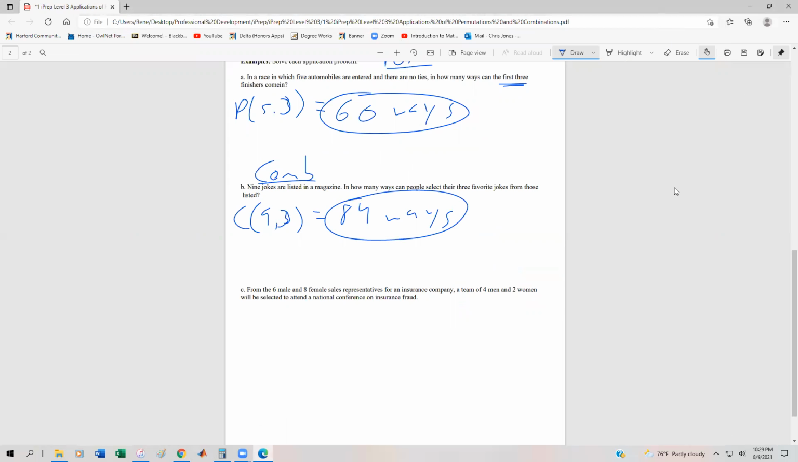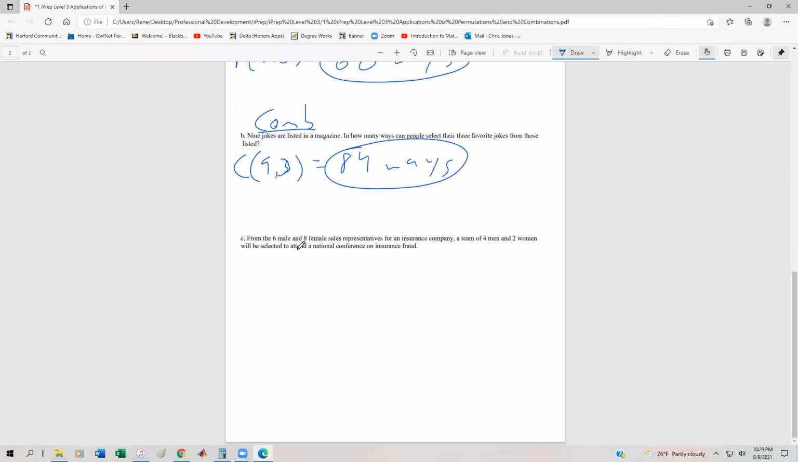And then finally, for this last problem, this is a little bit of a sneaky one. We have 6 male and 8 female sales representatives, and a team of 4 men and 2 women are to be selected to attend a national conference on insurance fraud. So we really have 2 different groups going on here. The first thing we have to do is decide whether it's going to be a combination or a permutation. If you think about it, it just says 6 males. It doesn't say what their names are, and it doesn't say it matters who's picked first or second. The same thing with the females. So this is an example of a combination.